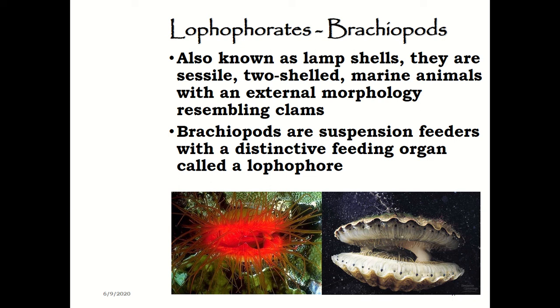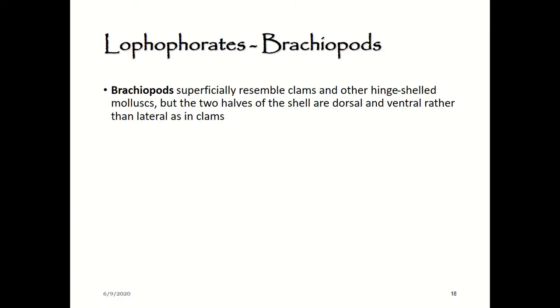They're also known as lamp shells, as you can see over here. They are sessile. They have two shells and they are marine animals with an external morphology that resembles the clam. Brachiopods are suspension feeders with a distinctive feeding organ called a lophophore, because they're under the group of lophophorates.